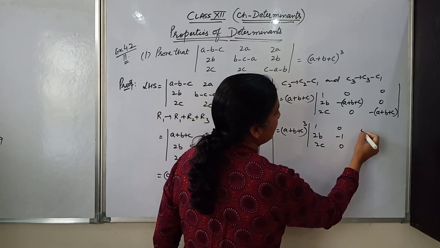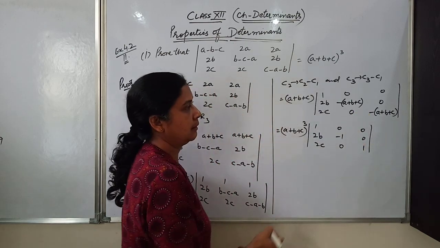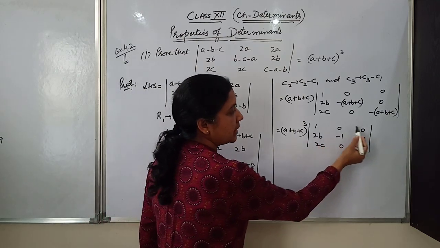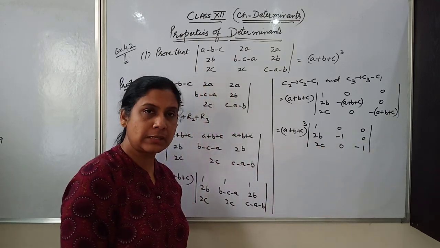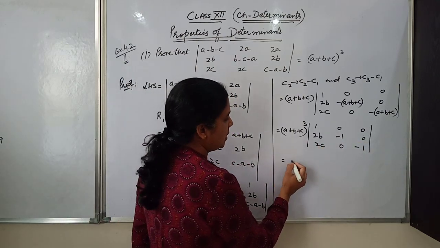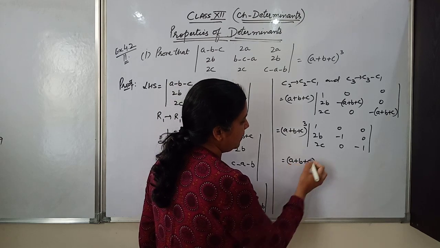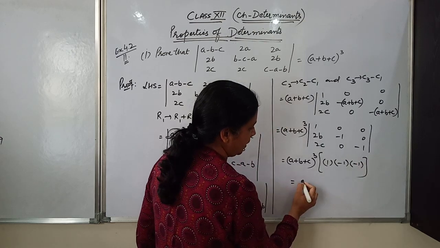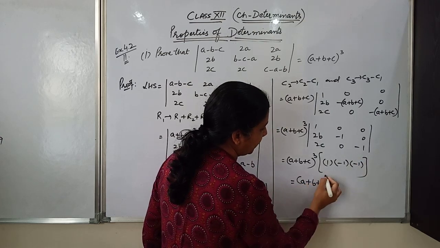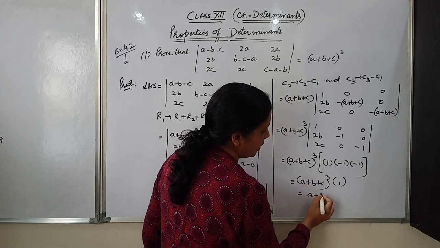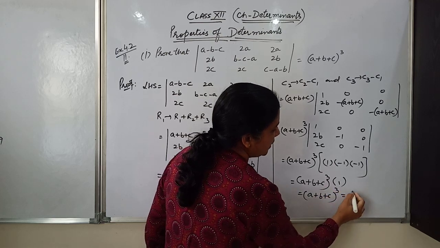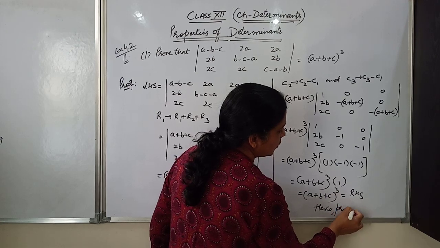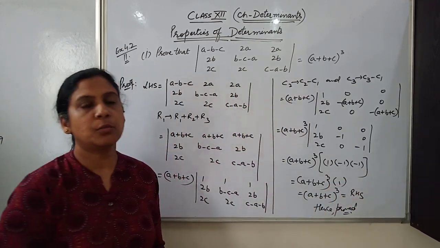And this is the remaining determinant. Since again I am getting the upper triangle consisting of all zeros, that means the value of the determinant will be the product of diagonal elements. That comes out to be a plus b plus c whole cube, which is your RHS as required. So it gives you the proof of the question.